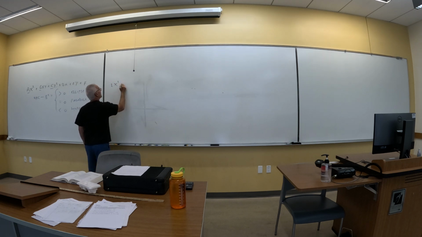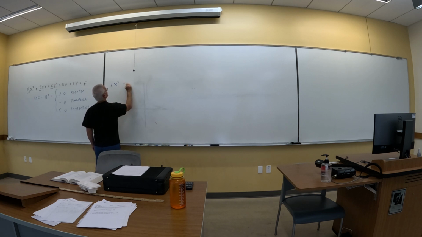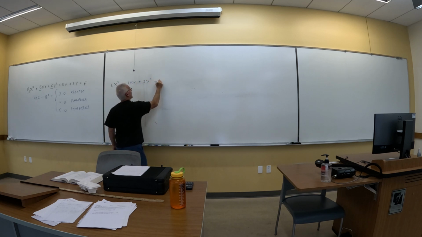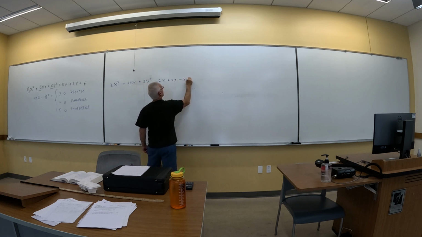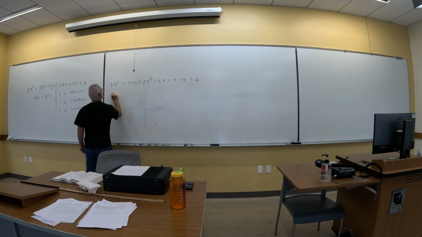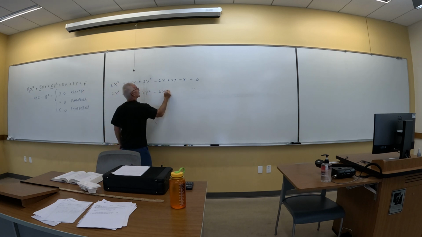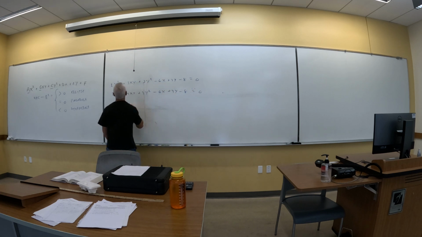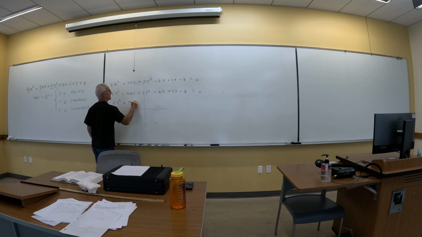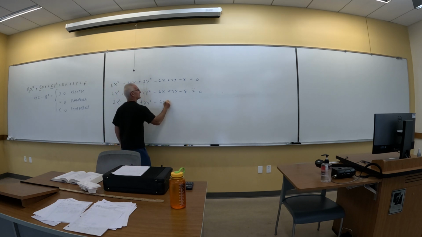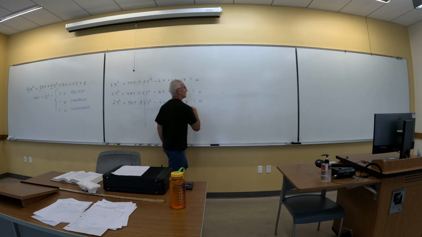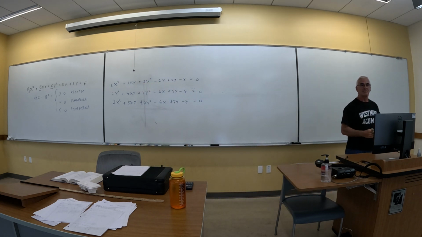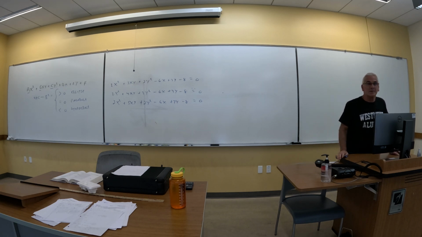So I have 2x squared plus 3xy plus 2y squared minus 6x plus 3y minus 8 equals 0. I have 2x squared plus 4xy plus 2y squared minus 6x plus 3y minus 8 equals 0. I have 2x squared plus 5xy plus 2y squared minus 6x plus 3y minus 8 equals 0. All right, these are three different shapes. In fact, they are extremely different shapes. There is nothing that's even a little bit similar about them.